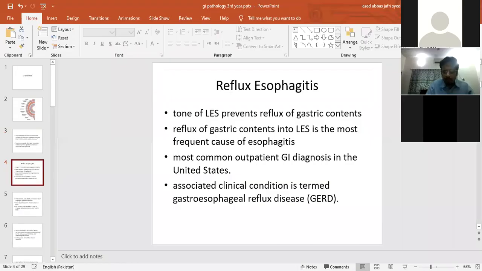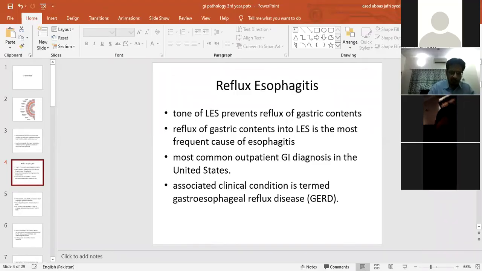Now, reflux esophagitis. Reflux esophagitis is a disease in which contents of the stomach start to regurgitate or spill over backwards into the esophagus. Now, the esophagus, as I told you, is optimized for the function of passage of food. But what it is not optimized for is low gastric pH, because food quickly passes.